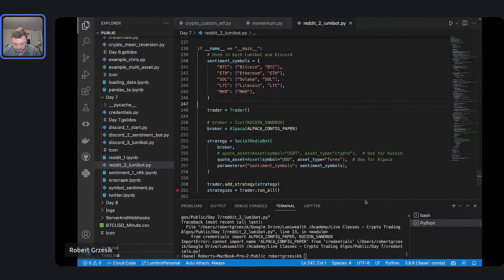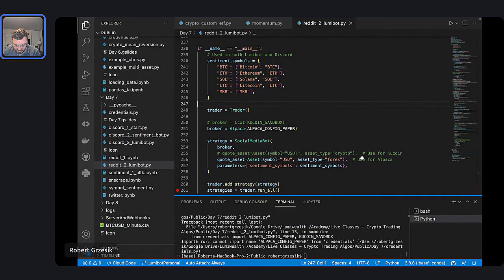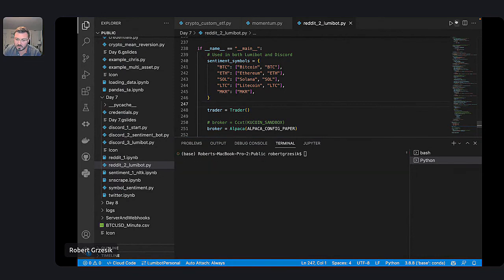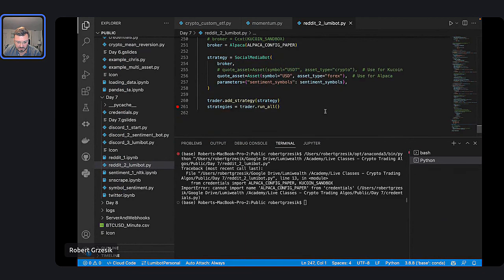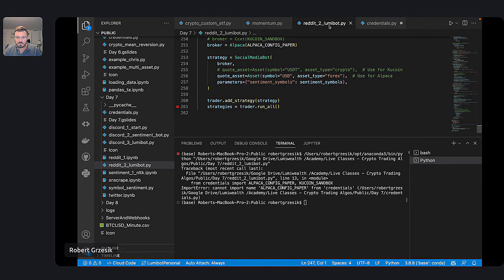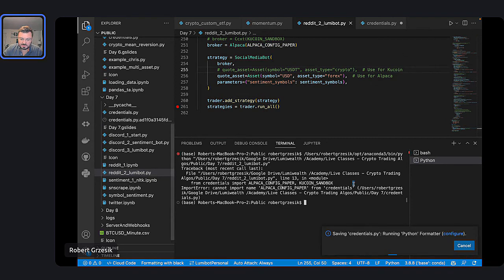So here, I ran this. Let's see, I haven't run this code for some time, so there may be some strange thing that I did with it that I don't remember. I cannot import name, alpaca config paper. Oh, that's why. Alpaca config was paper. A little change I made earlier today. So I'll rerun this.